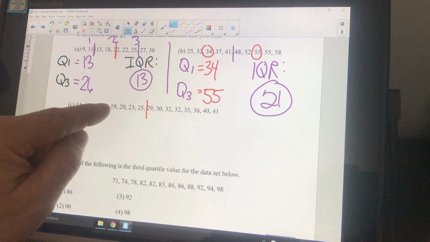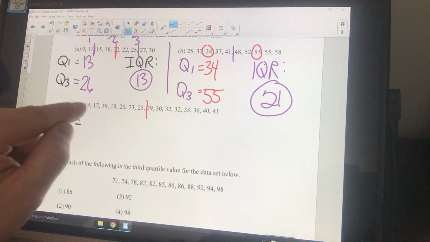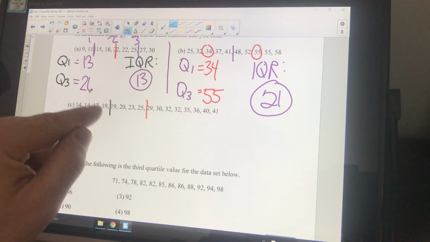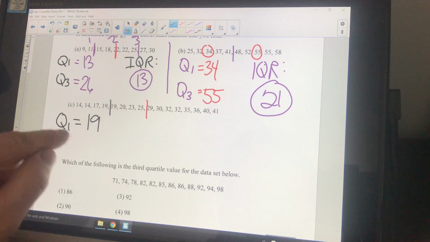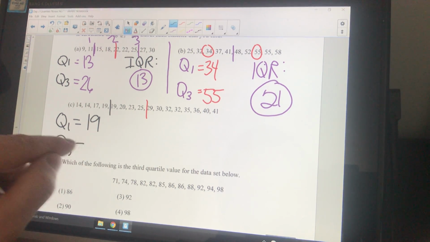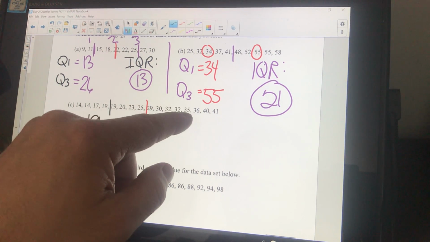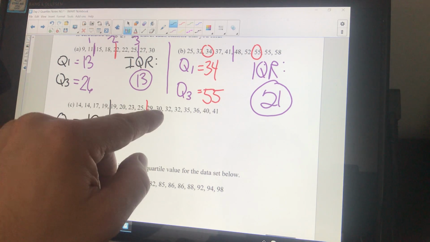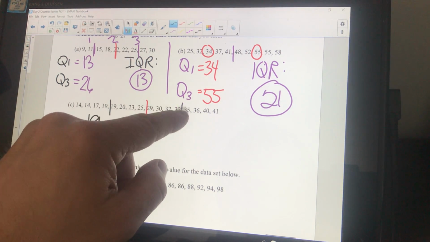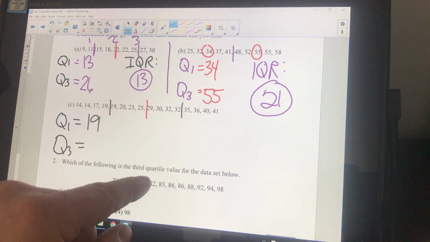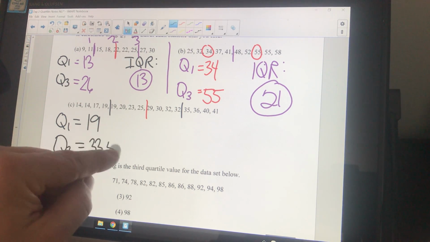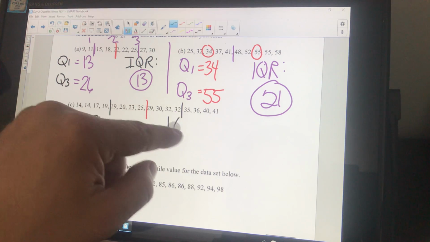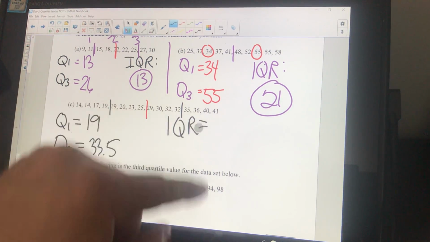1, 2, 3, 4, 5, 6, 7, 8, of course. So 1, 2, 3, 4. And it happens to be between 19 and 19. That means it's 19. That's quite easy. Okay. 1, 2, 3, 4, 5, 6, 7, 8 again. So 1, 2, 3, 4. It's in between 32 and a 35. What's halfway between those? 33.5. Now, IQR, interquartile range, right?